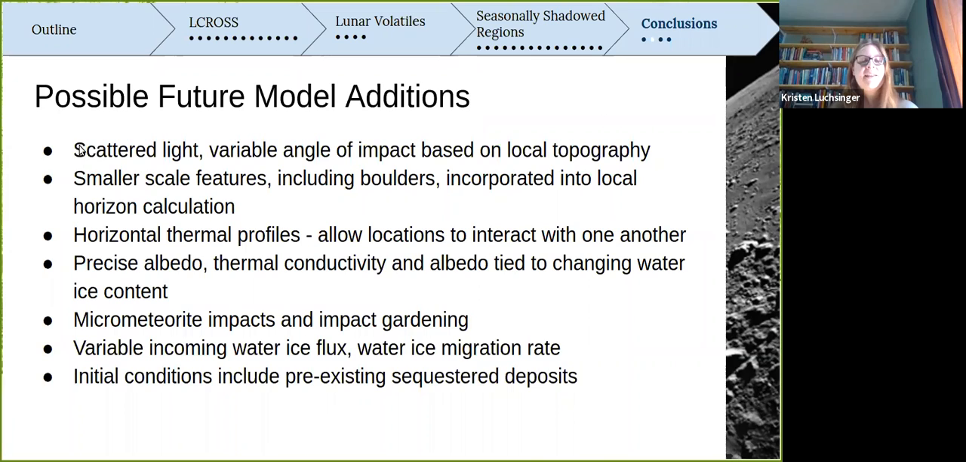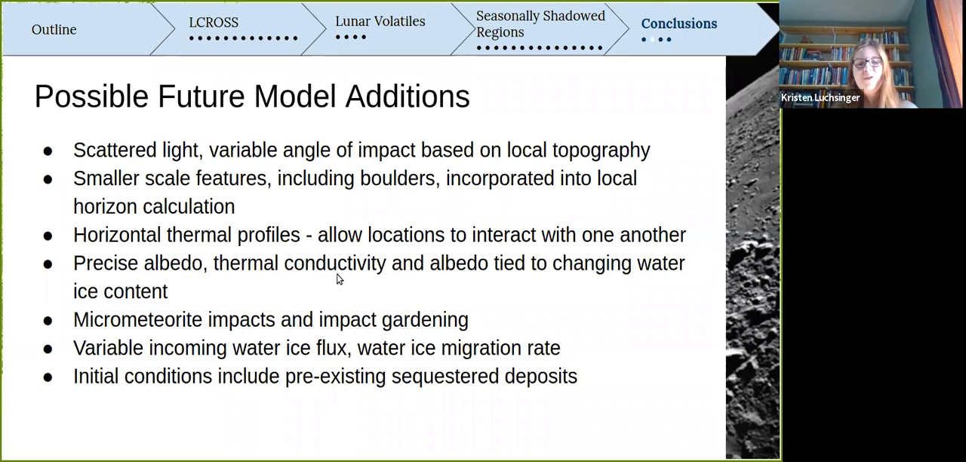So looking at scattered light, variable angle of impact based on local topography: is it slanted? Is it completely flat? Looking at any smaller scale features and incorporating those into the local horizon calculation. That would be looking at smaller scale cold traps like the micro cold traps Hayne et al. recently talked about. I haven't incorporated that into this model either, but that's something that could be really interesting in the future.